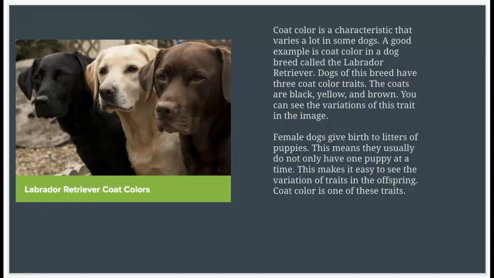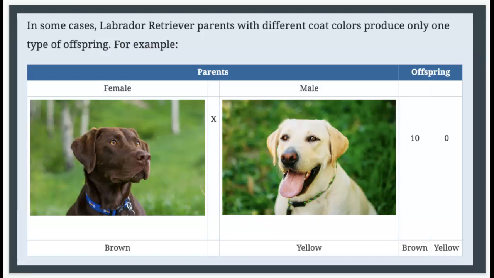Here's the interesting thing. Females, for instance, when they give birth to puppies, don't just have one puppy. Usually they have many puppies. And we can see variations of coats in these many different puppies born from a couple of parents. In the next slide, I give you an example. We have a yellow male who's bred to a brown female. If you look at the offspring on the right, they all ended up being brown and 0 of them ended up being yellow. So it's very interesting. You have a trait in a parent that doesn't show up at all in the kids, right?